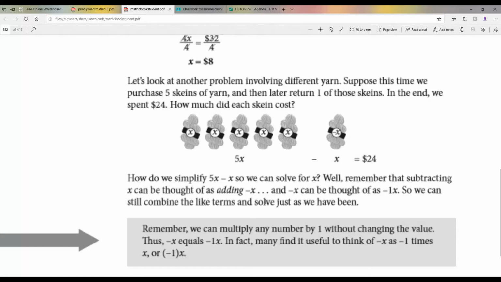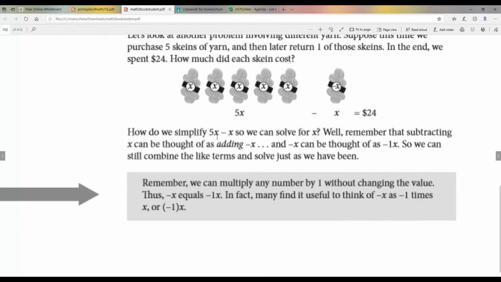Let's look at another problem involving different yarn. Suppose this time we purchased 5 items of yarn and then later returned one of those. In the end, we spent $24. How much did each of those cost? Well, we started out with 5 and we don't know the cost. 5 times the cost of each of these minus 1 that we took back, one of the costs, and the total was 24. How do you simplify 5x minus x so you can solve for x?